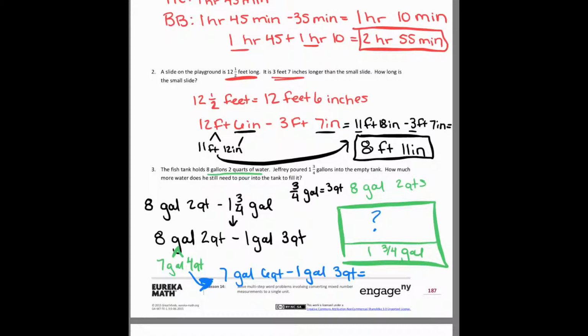So 7 gallons minus 1 gallon is 6 gallons, and 6 quarts minus 3 quarts would give you 3 quarts. So altogether, we still need 6 gallons and 3 quarts to fill the fish tank.